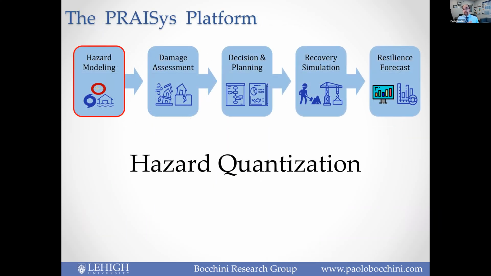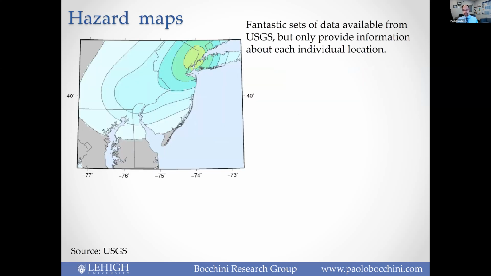So what I want to do today is talk about a few of these modules and some of the research that we have done that belongs to a couple of these modules. So for the hazard modeling module, I want to talk about hazard quantization. That is in itself a line of research that I've been playing with for a few years with some great colleagues. And this again is related with the concept of going from a site-specific analysis to a regional analysis.